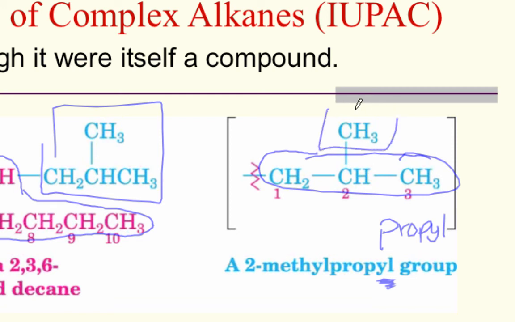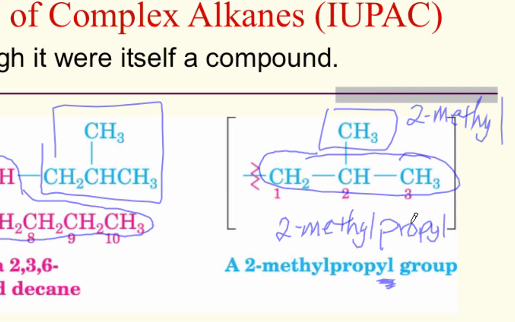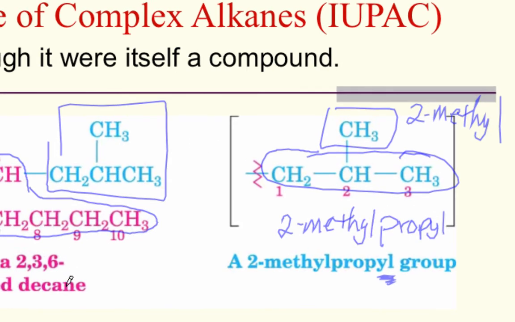And I have a methyl coming off carbon number 2. Do you see that? That's a 2-methyl. So this little group has its own name as 2-methylpropyl. Remember, this doesn't become propane because it's not the parent. Only the parent gets the ane ending.